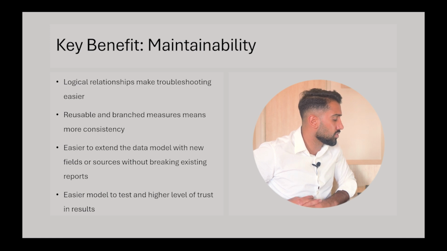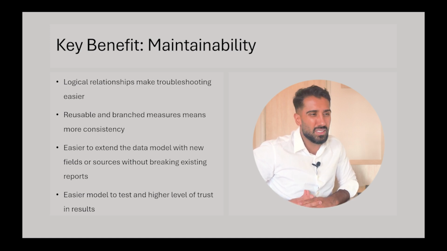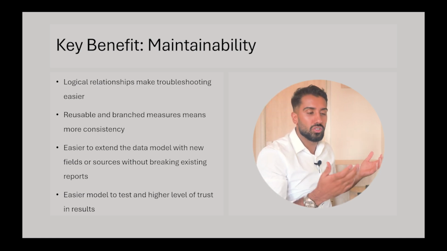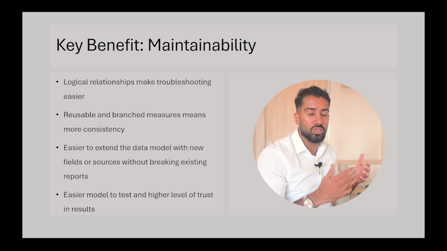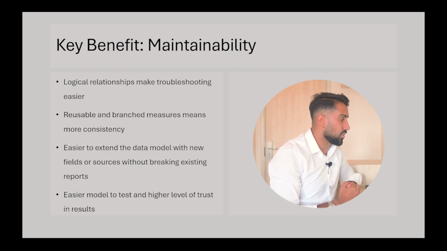Maintainability, another key benefit that you get from good data models. Logical relationships make troubleshooting easier. If you have bidirectional relationships or relationships that don't really make sense in a data model, it's not that easy to troubleshoot. If you have logical one-way, many-to-one relationships, it makes more sense in the data modeling world with star schemas, etc. It's easier to troubleshoot what is going on with your model.